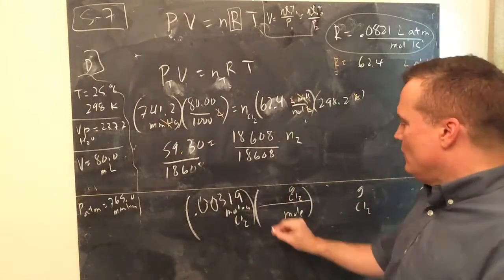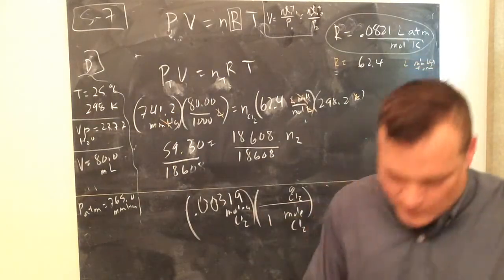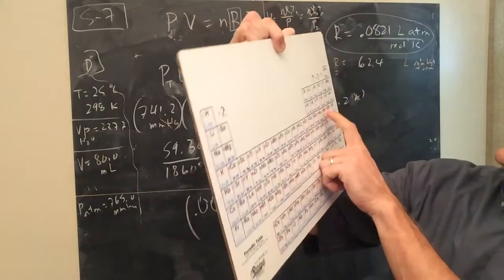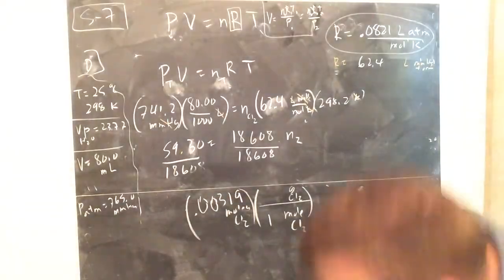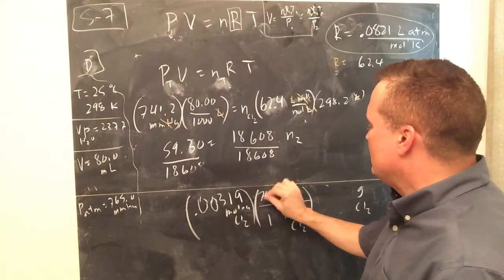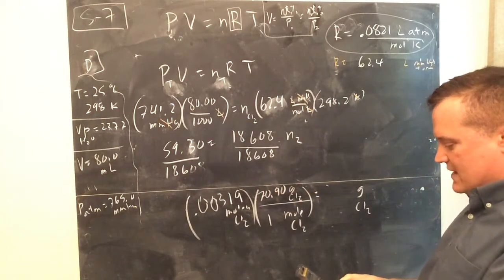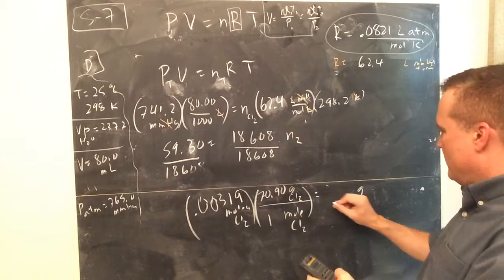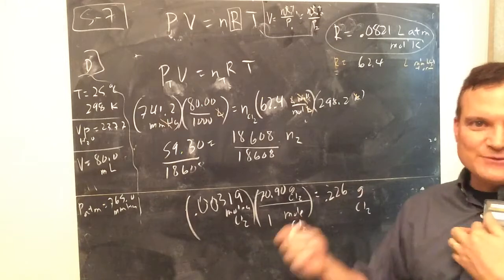And remember, 1 mole equals, chlorine on the periodic table is 35.45, okay? 35.45. But you have to double it, okay? So that's 70.90. Don't forget the diatomic. Okay, so 0.00319 times 70.90 gives you 0.226 grams of chlorine gas in there.